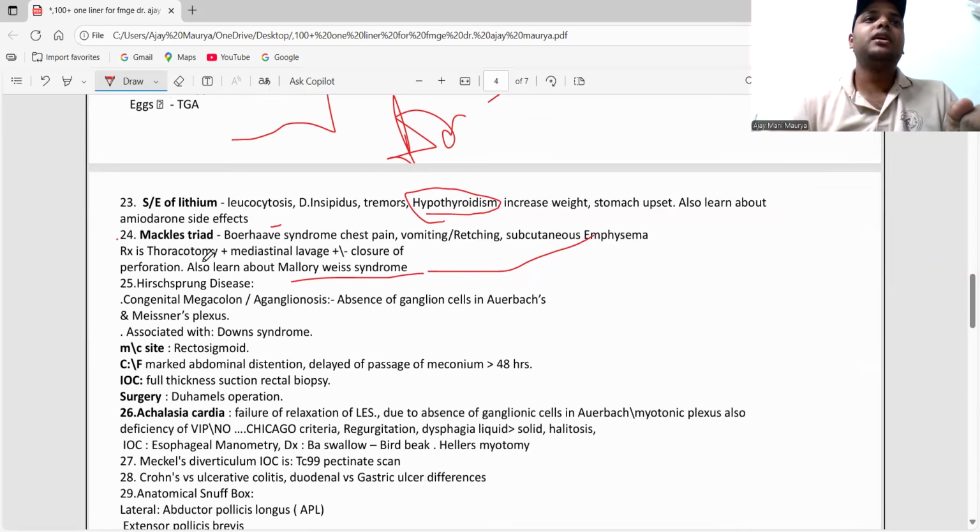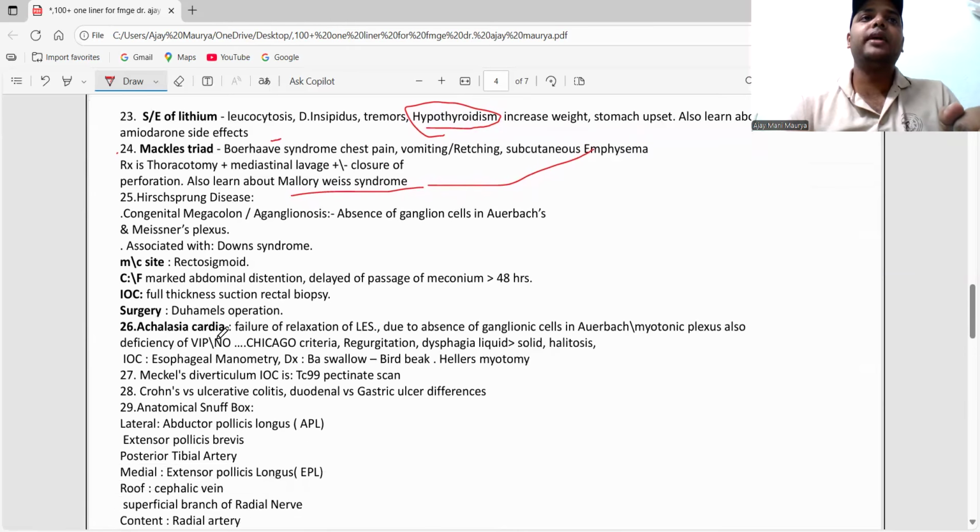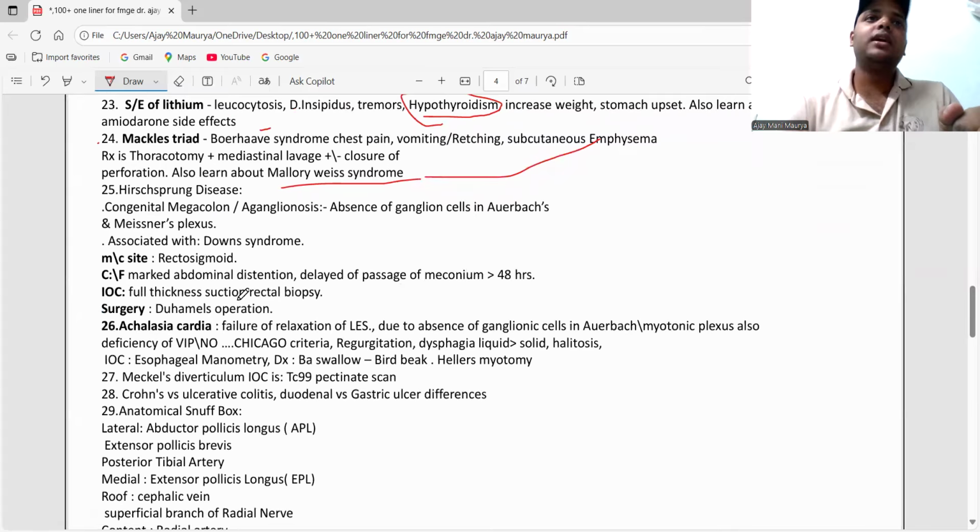Next one is Hirschsprung disease. Hirschsprung disease is congenital megacolon or aganglionosis, meaning absence of ganglion cells in Auerbach's and Meissner's plexus. It is associated with Down syndrome. The most common site is the rectosigmoid. Clinical features are abdominal distension and delayed passage of meconium beyond 48 hours. Investigation of choice is full-thickness rectal biopsy. Surgery is Duhamel's operation.